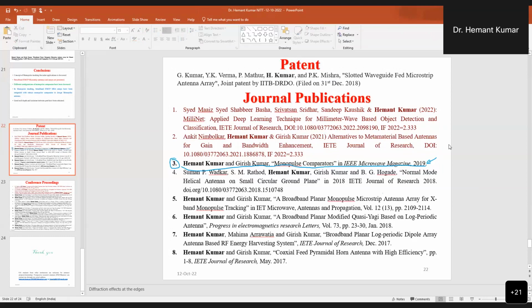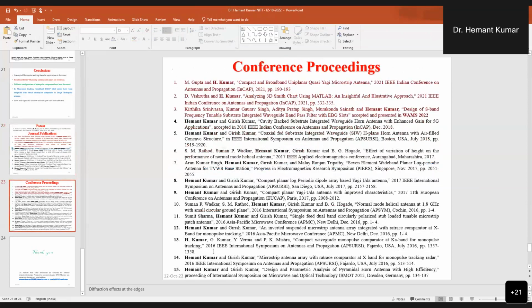You can check more details in the paper published on this waveguide fed microstrip antenna array, and the conference paper that I discussed, the compact waveguide monopulse comparator at Ka band for monopulse tracking. So more details you can see in these papers. This slide, I think sir will share with the participants. I have already forwarded the slides to Dr. Singh, so he will be sharing after the presentation. You can check these references.